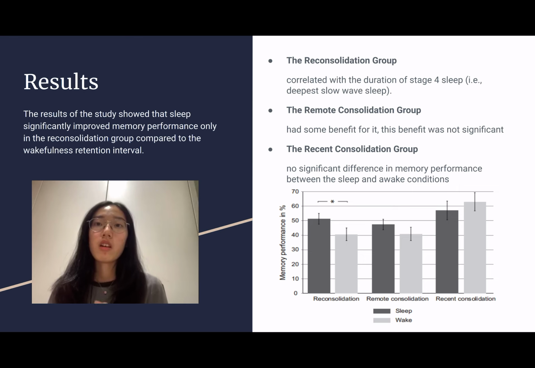For the recent consolidation group, there was no significant difference in memory performance between the sleep and awake conditions. This suggests that brief sleep has limited benefits on newly acquired memory consolidation. A short sleep of only 40 minutes promotes reconsolidation but not consolidation. This suggests that sleep-dependent reconsolidation may act faster than consolidation. This finding is consistent with previous evidence from animal studies.